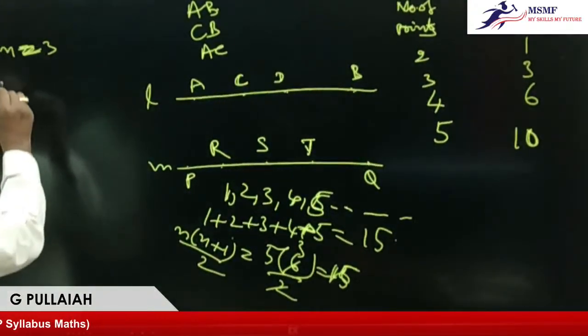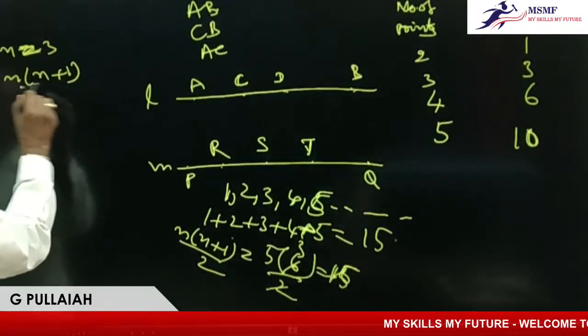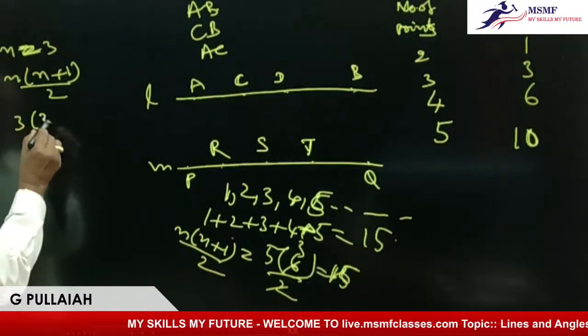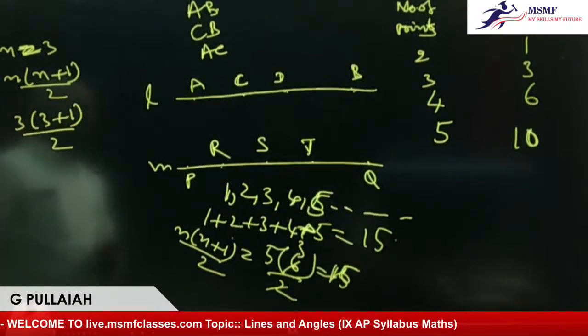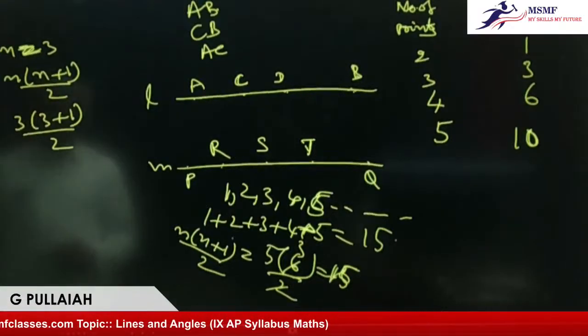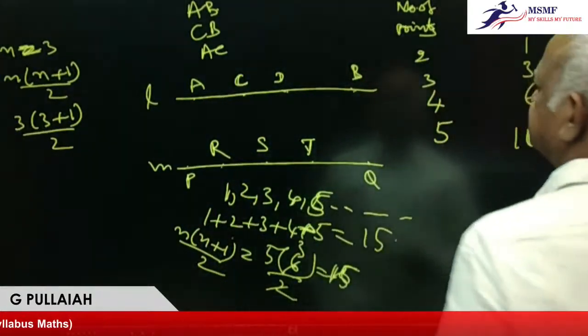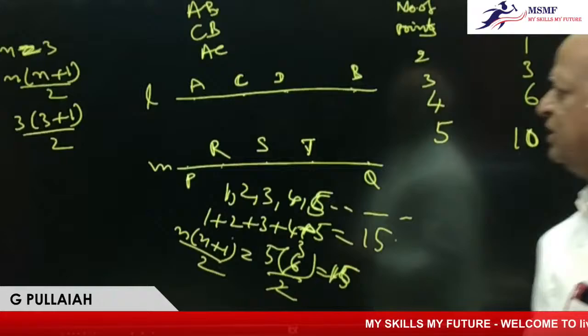The same formula you can apply here. It is nothing but n into n plus 1 by 2. Number of points is equal to 3, so n is equal to 3. 3 plus 1 is 4, 4 by 2, 6 points of it. Correct, Satyam.